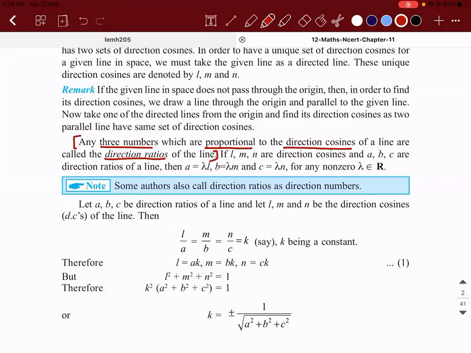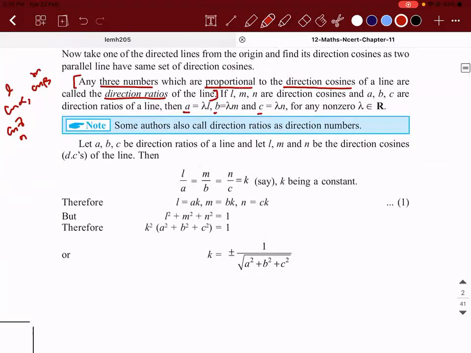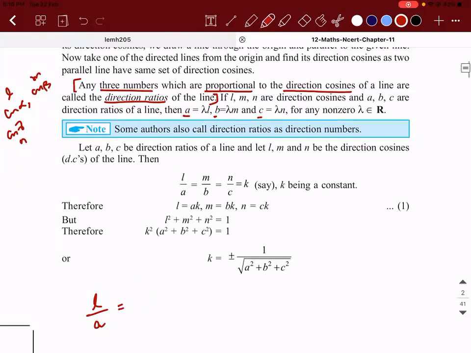Generally, instead of writing cos alpha, cos beta, and cos gamma every time, we write them as L, M, and N. If there are numbers proportional to L, M, and N, which I can name A, B, and C, then ABC is what is called the direction ratio. To put it in simple terms, L divided by A is equal to M divided by B is equal to N divided by C, which is always a constant, where L, M, N stand for direction cosines, and A, B, C stand for direction ratios.